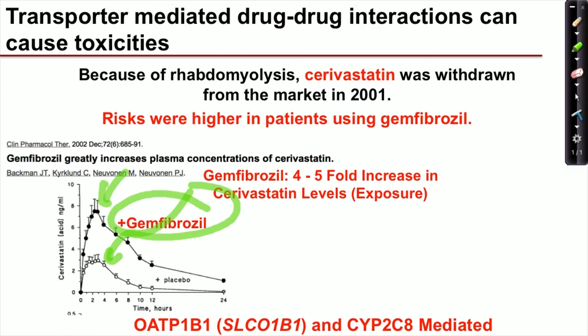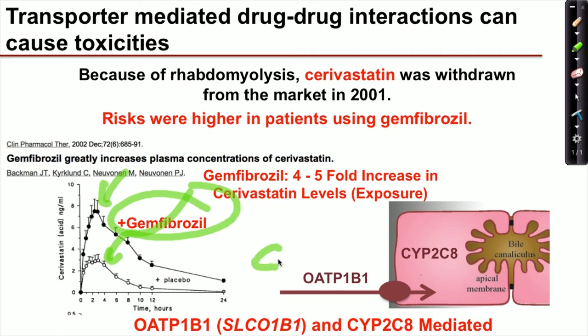So what happened is rivastatin was going into the hepatocyte. I'll just call it Cereve. It's going into the hepatocyte where it's metabolized by CYP2C8. However, when gemfibrozil was on board, it inhibited OATP1B1. So rivastatin could not enter the hepatocyte. It was blocked, and its levels went up. And that's what you're seeing here, those higher levels.